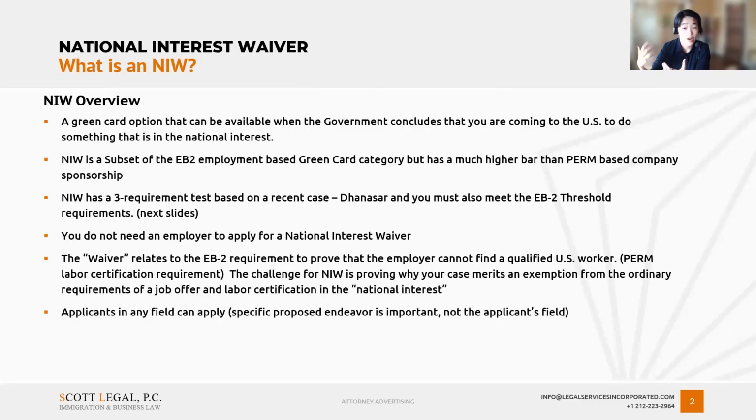So ordinarily, even if you have a master's degree, even if you have exceptional ability, you still need a job offer. You still need a US sponsor. But if you have that special factor, then you can self-petition. So that's what the NIW is talking about.